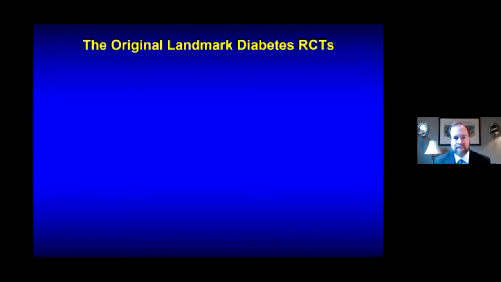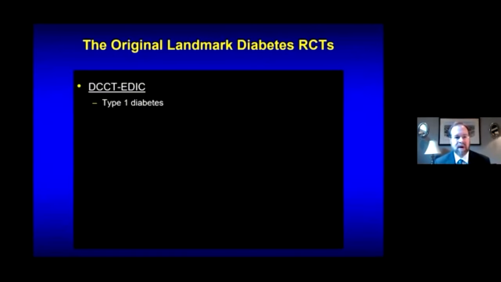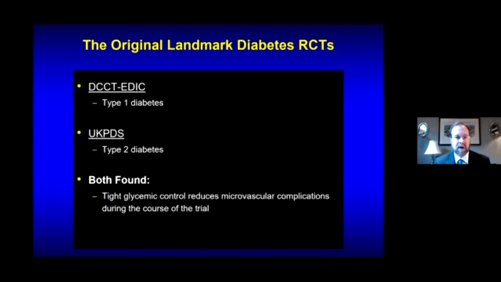all of diabetology. It was addressed in type 1 diabetes with the DCCT EDIC study and in type 2 with the UKPDS study. Both were randomized trials that allocated people into either intensive glycemic control or standard control, and they both had very similar findings. In both cases, it was found that intensive glycemic control did reduce diabetes microvascular complications. That's retinopathy, nephropathy, and neuropathy.